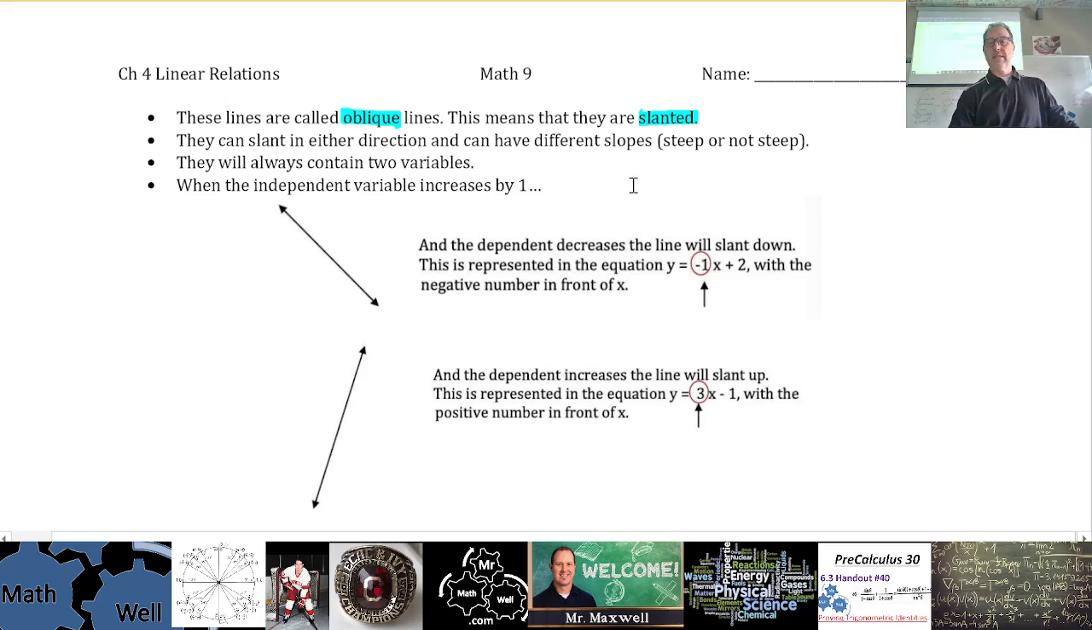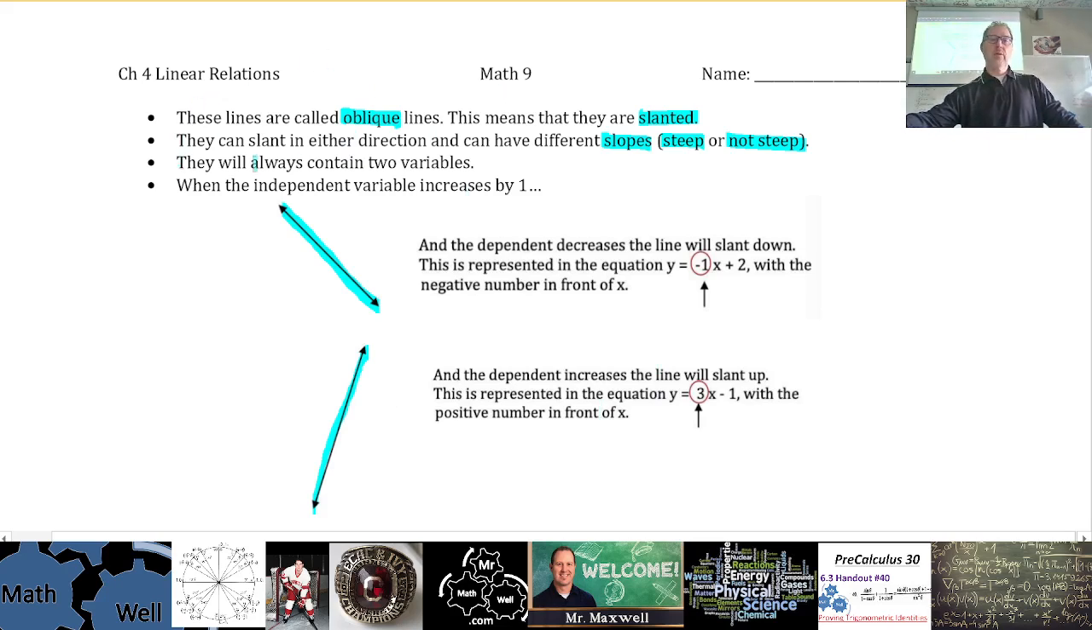That's going to tell you whether it's going to go up or down. So they can slant in either direction, and they can have different slopes. If you think about the slopes, that is steep or not steep. So this would be a lower value slope than this one. This one's very steep, so the number itself is going to be very high. And we'll talk more about that as we continue here.